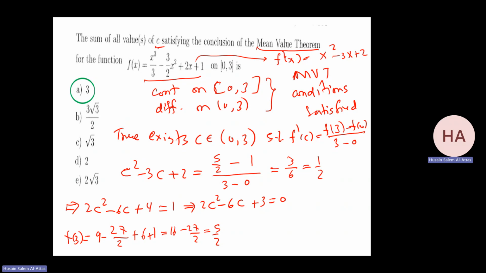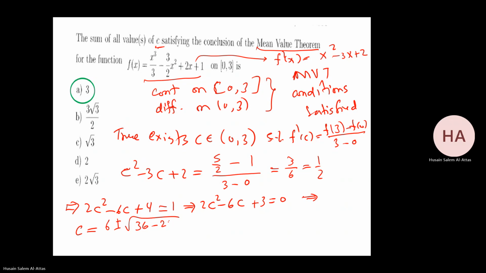I need to find the c's. Can you factor it? It is just to find f of 3, so no need to go back to it during the calculation. Can you factor this? It is very difficult. I'm not sure you can factor it or not. No, we cannot. So let me solve this using the quadratic formula. I have 6 plus or minus the square root of b squared, 36 minus 4 times 3 times 2, which is 24, over 4.